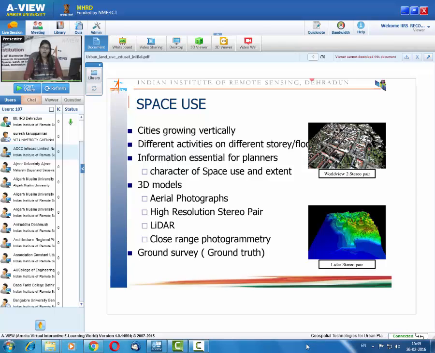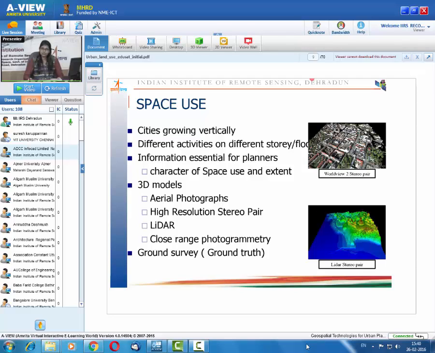So apart from the two-dimensional sprawl pattern, which can be analyzed using satellite imagery, we also need to understand the vertical dimension of this growth. For that, space use is very important. And also, where mixed land use patterns are prevalent, space use is essential in understanding the changes in the land use pattern or the mixed land use pattern. So what is helpful in space use? We have various 3D models.